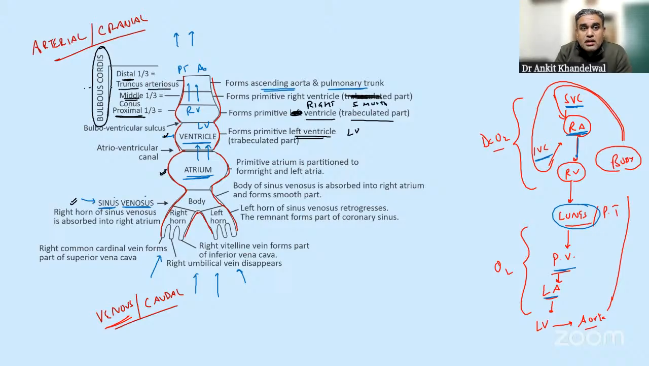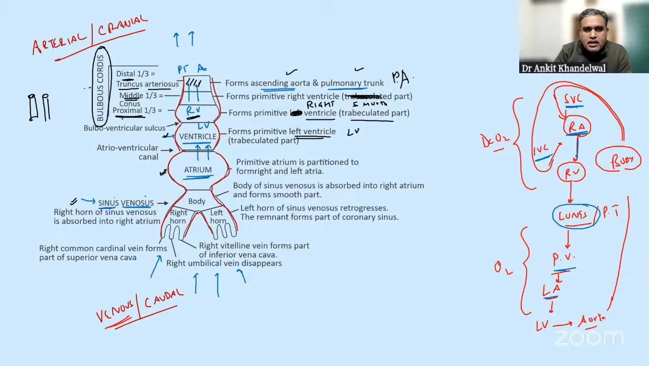So what is its name? Truncus arteriosus, simply a trunk of artery. Arteries are coming out, so they are forming both the arteries. Pulmonary trunk is the pulmonary artery only. It is the pulmonary artery, right? So this distal part forms the aorta and pulmonary artery. The bulbus cordis has three parts: a proximal, middle, and a distal part.